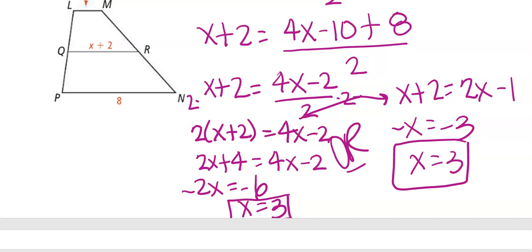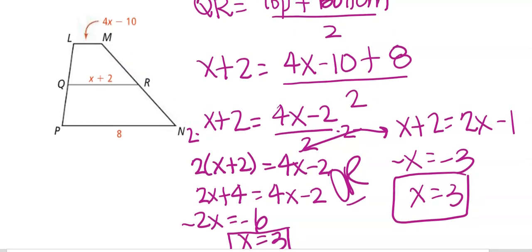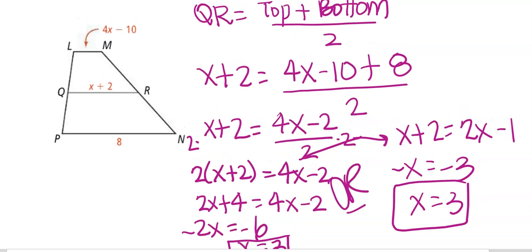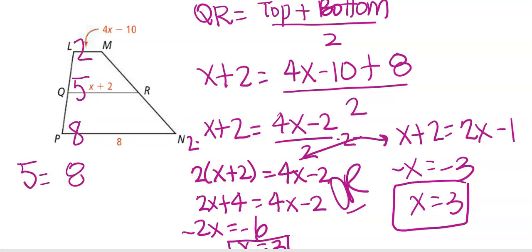Sometimes these could be fractional numbers. A lot of times they are not. So just because you get a fraction doesn't mean it's wrong. You just have to check it. So if you actually put 3 in there, does it work? If you put 3 in here, you get 5, 8. If you put 3 in there, you get 12 minus 10 is 2. So does 5 equal 8 plus 2 divided by 2? Yes. So you can throw it back in there really, really easily and check to see if it works, especially if you get a decimal or a fraction there.